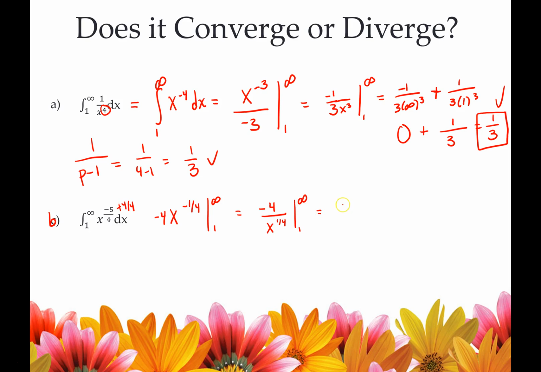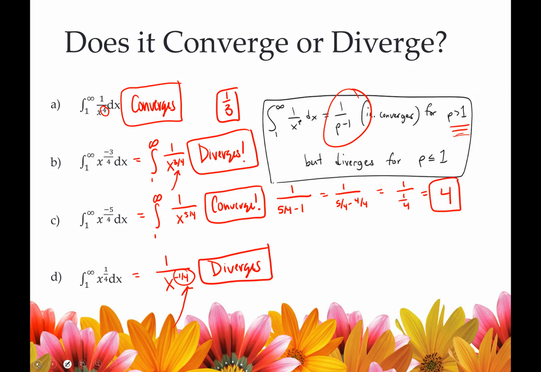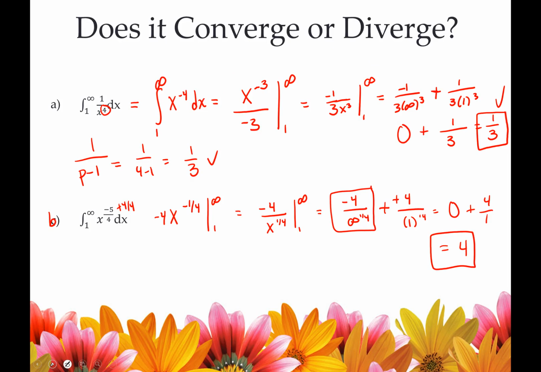Okay, so here we're going to have a negative 4 over infinity to the 1/4 minus a 4 over 1 to the 1/4. Well, this whole thing right here gives me 0. This minus becomes a plus, and this becomes plus 4 over 1, which is 4. And I believe we've already done this problem, and we did find it to be 4. Yeah, it was this one right here. We've already done this problem. It was 4.